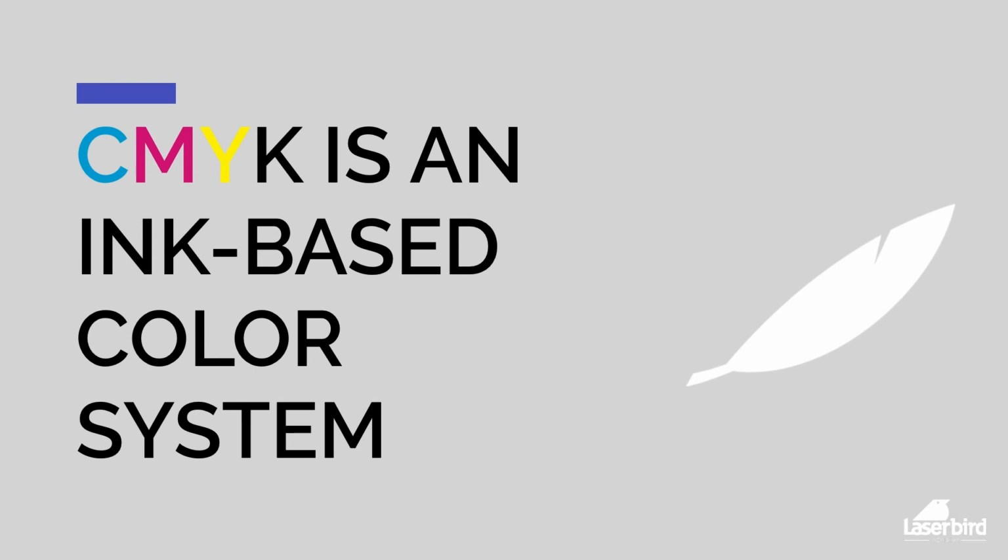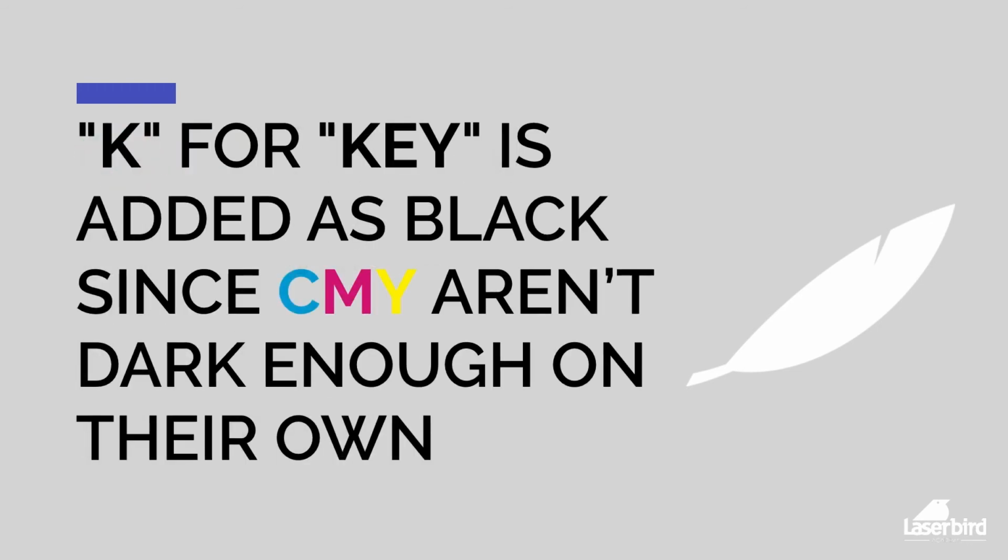CMYK is an ink-based color system, so if you've ever dealt with replacing the ink cartridges or the toner on a printer, you'll notice that there are 4 different colored inks, and those are cyan, magenta, yellow, and black. Now you might be wondering, why is it K instead of B? So K is for key, and it's added to the black since CMY on their own aren't actually dark enough.